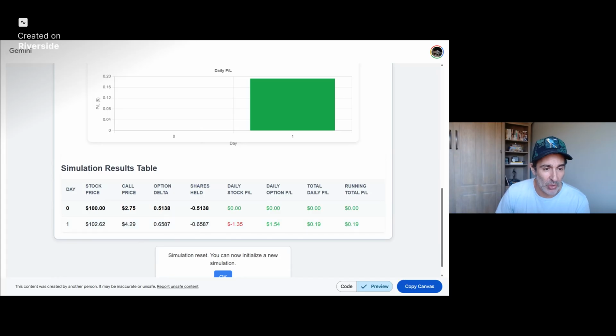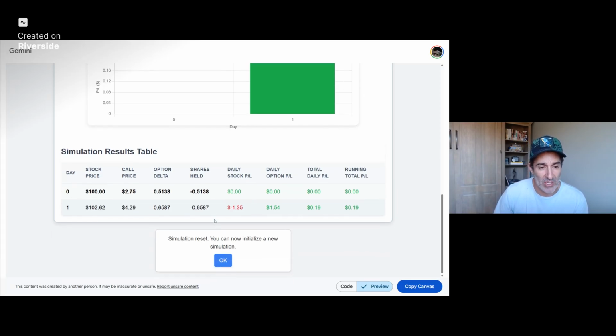And remember, you were short 51 shares, and you lost $1.35 because you basically rode a short 51 shares up $2.62. So you lost $1.35 on your shares. Your net P&L for the day is 19 cents because you made more money on your long call than you lost on your short stock. And then what happens is you need to rebalance, right?